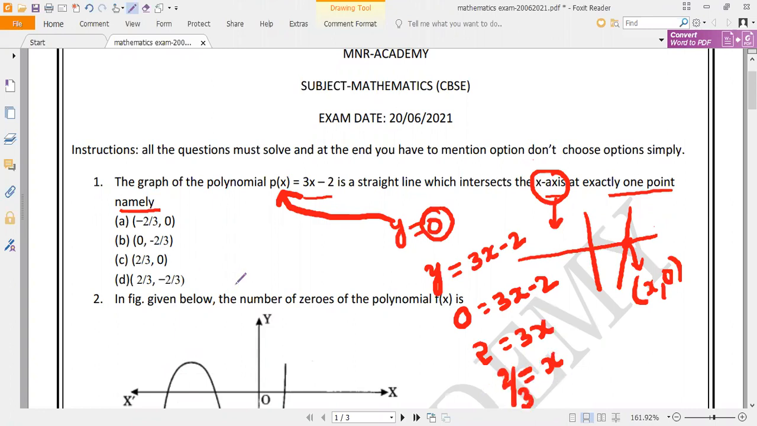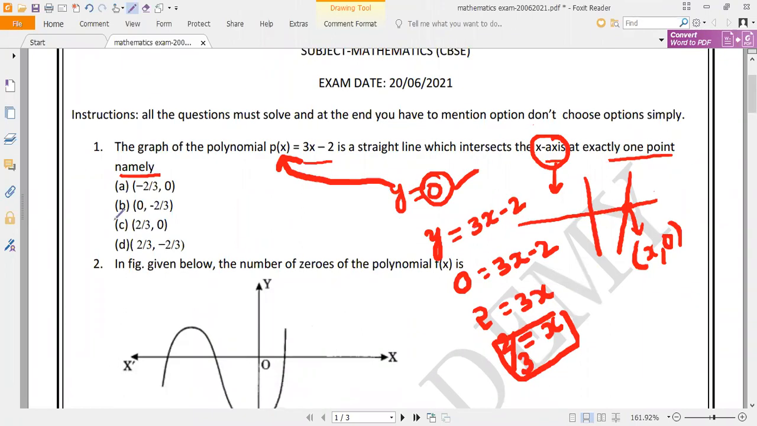See which option is correct? Y value 0 and x value 2 by 3. Which option is correct? Option C, ma'am. Do you understand?